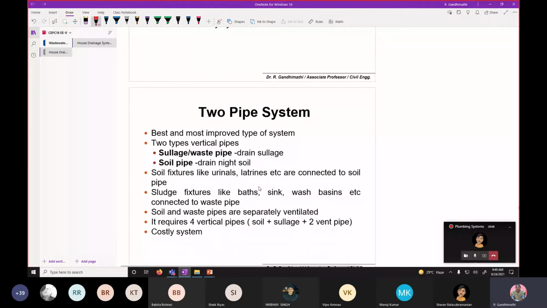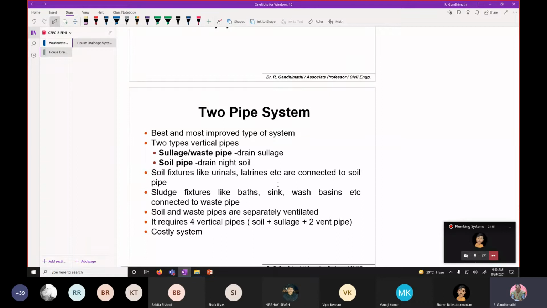You can see that this is the best and most improved type of system, with two types of vertical pipes. One is the sullage pipe and the other is the soil pipe. Soil fixtures like urinals, latrines, etc. are connected to the soil pipe, and sullage fixtures like bath, sink, wash basins, etc. are connected to the waste pipe, and these are separately ventilated.